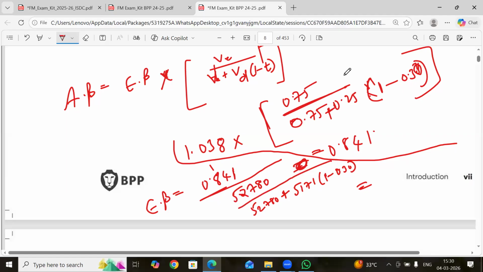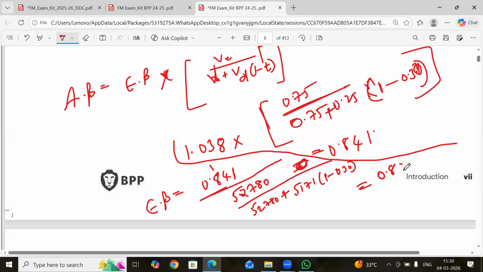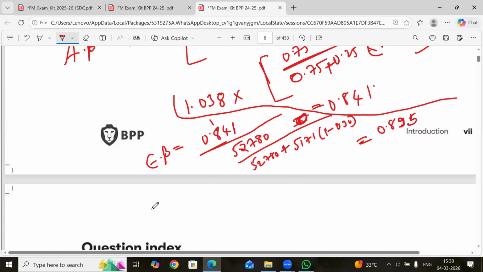Fast, because we need to find out the cost of equity for that project. 0.899. That's great. Correct. So what does it mean? We have found out the project specific beta. By taking this project specific beta and putting it in the CAPM equation, we can find out the cost of equity from this new joint venture project.